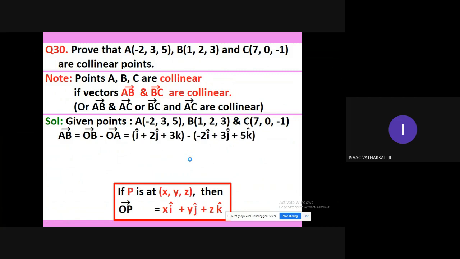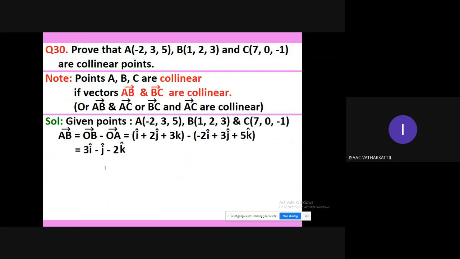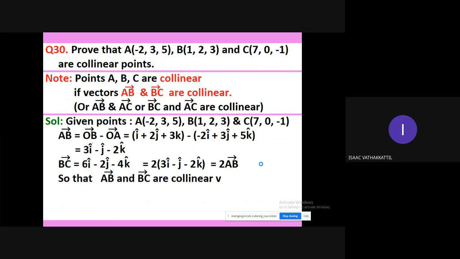So now it is obvious, OB minus OA, that is calculated. And further vector BC is calculated in the same way. When you calculate BC, OC minus OB, we are getting 6i minus 2j minus 4k. That is 2 into, which is nothing but AB. So BC equal to 2AB. Now when BC equal to 2AB, vectors AB and BC are collinear vectors. When AB and BC are collinear vectors, the points A, B, C are collinear points.